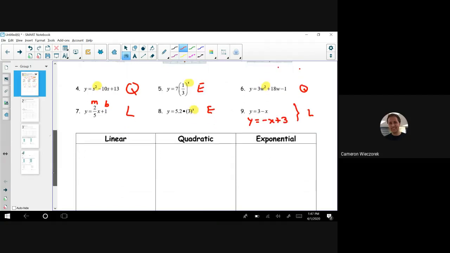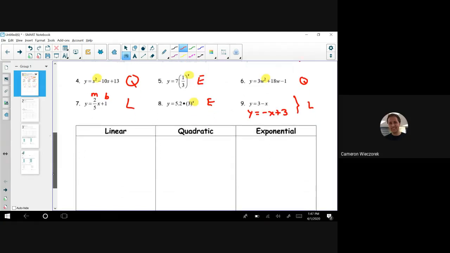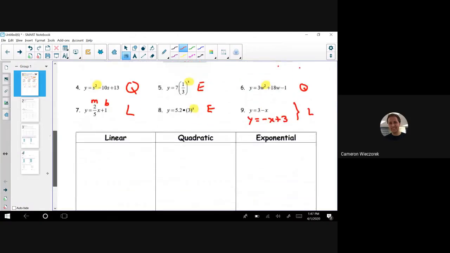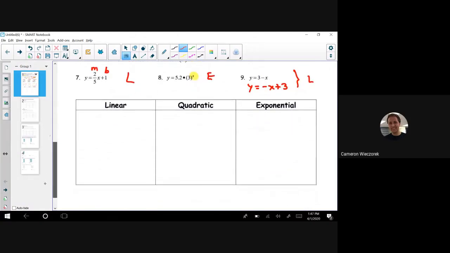I'm not going to put them in the chart right now. If you look at my filled-in copy of the notes, if it helps you to organize it in the chart, I took all of the numbers 1 through 9 and I placed them into the appropriate categories. So you can take a look at the handout that I linked online.